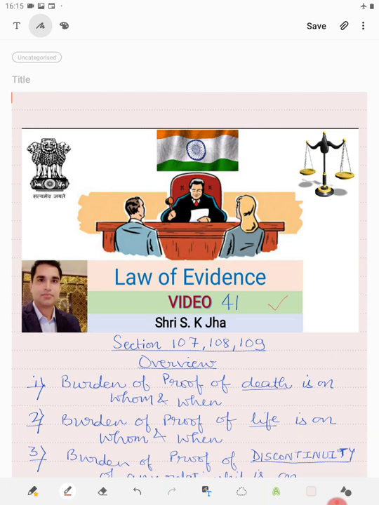Today we are going to see three important sections of the Indian Evidence Act, which are section 107, section 108 and section 109. These are important from an exam point of view because many a time they have asked which section relates to burden of proof related to death, or burden of proof related to life of a person, or discontinuity of relationship.